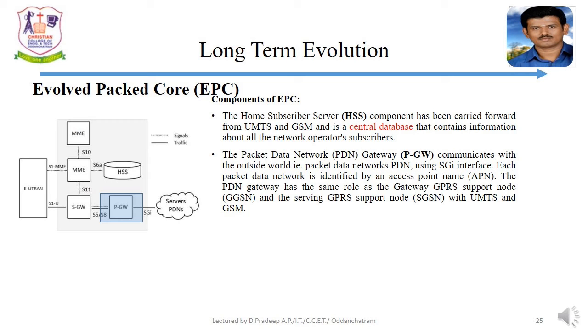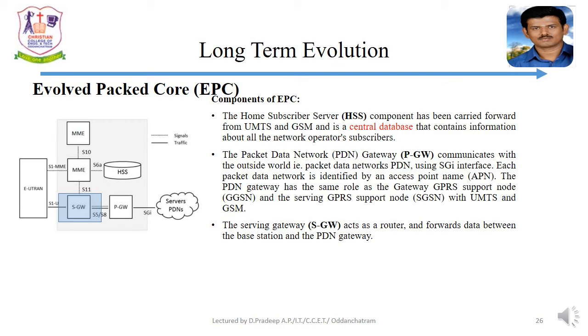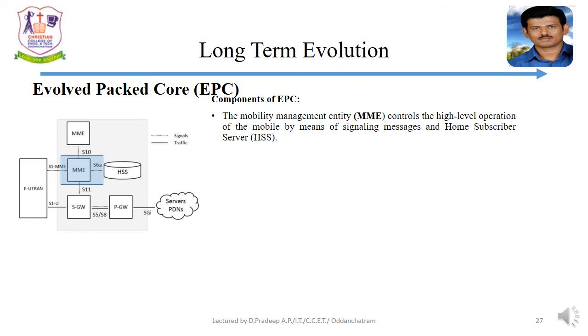The packet data network gateway has the same role as the gateway GPRS support node and serving GPRS support node with UMTS and GSM. The serving gateway acts as a router and forwards the data between the base station and packet data network gateway. The mobility management entity controls the high-level operations of the mobile by means of signaling messages and home subscriber server.